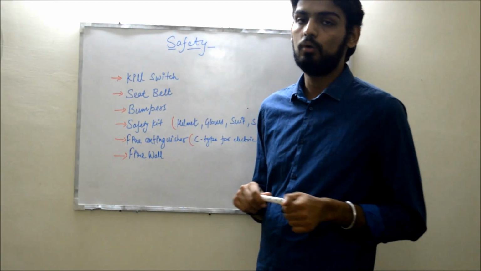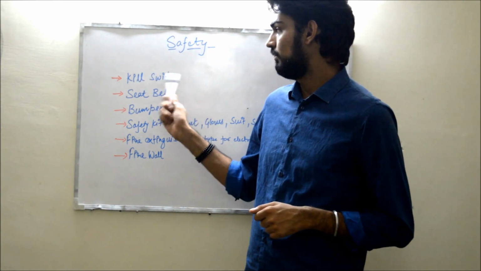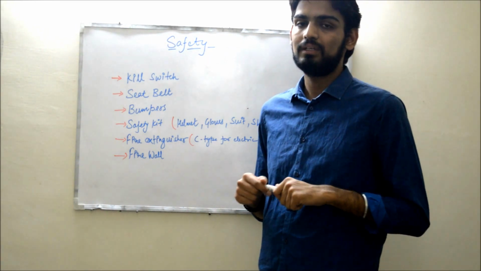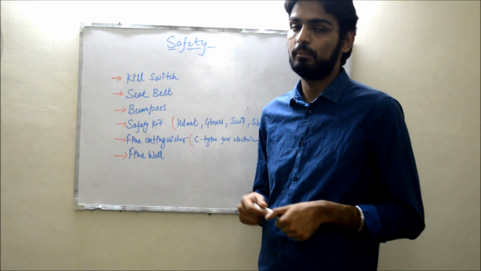Now I'll talk to you about the most important part, that is safety. Now the first one is the kill switch. A kill switch is a switch which is used so that you can shut off your automobile when you can't do it in the usual manner in case of an emergency.